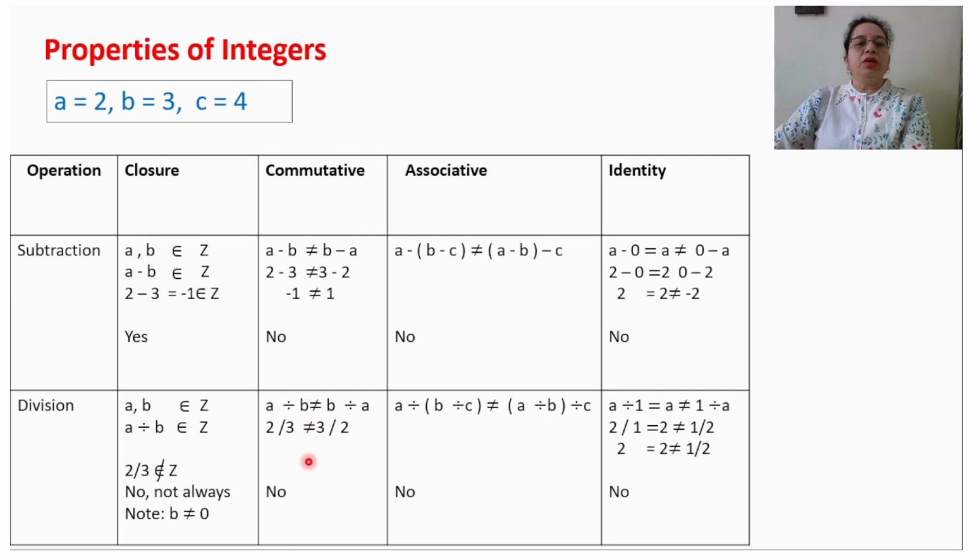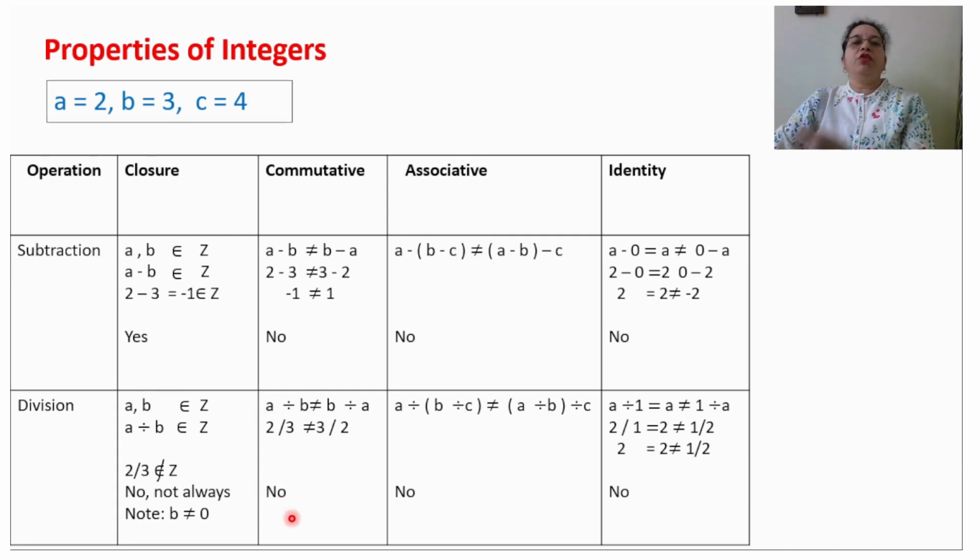So come to the commutative property. 2 divided by 3 and 3 divided by 2, your answers are different. The left hand side number will be less than 1, and the right hand side answer will be greater than 1. So these two are not equal. So we cannot observe commutative property in division of integers.